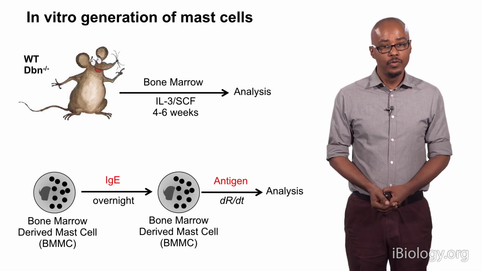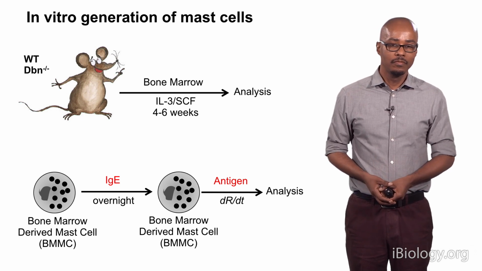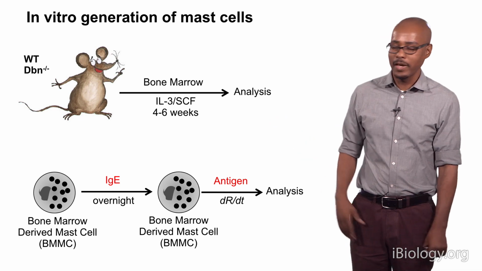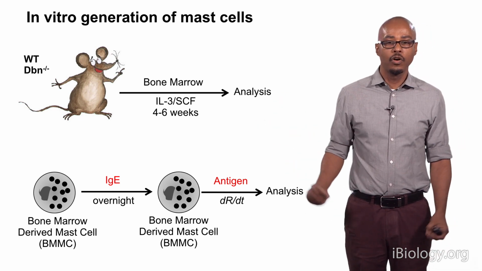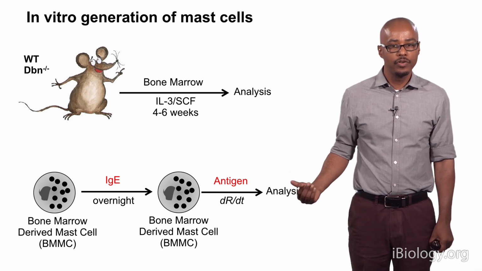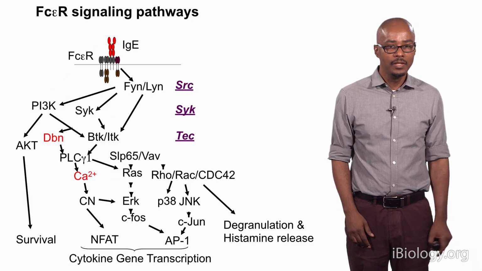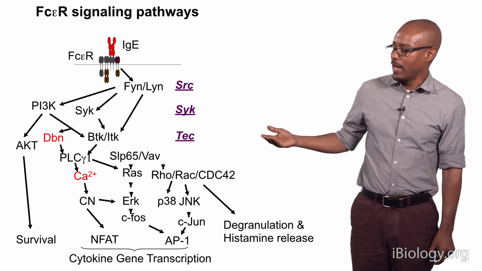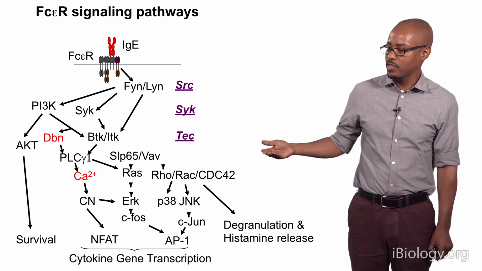So the next thing we wanted to do then is look at the individual mast cells and ask whether we saw the same result. So again, we took bone marrow from mice, in this case either wild-type or Drebrin-deficient mice. We grew them out in culture for 6 weeks, and then we coated them with IgE overnight and then triggered them with allergen to determine whether they would respond. And so again, we're looking at the activation of mast cells by the IgE receptor.